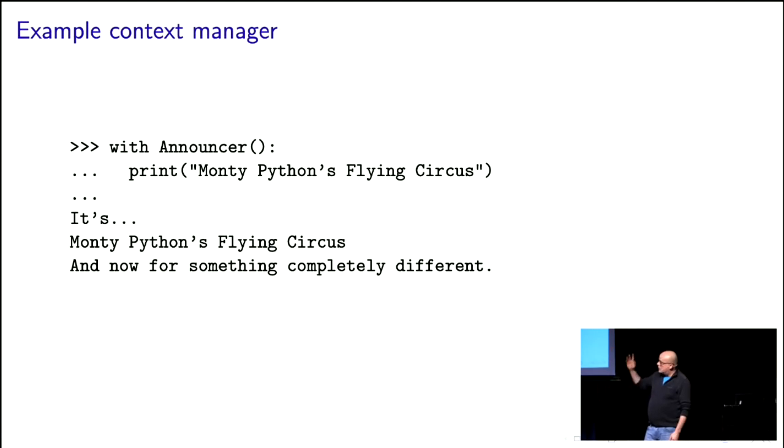Now I do a thing, and what gets printed? Let's walk through what's happening. With announcer, it constructs the announcer object, a thing that is a context manager. The interpreter says, cool, let me get a hold of your enter and exit methods, I'm going to need those, and we enter the block. Immediately, we execute the enter function, and that's why it prints its message. Then we do whatever we're doing in the block, we print Monty Python's Flying Circus. And then we're leaving the block, we're done, so exit gets called, and that's what returns the "and now for something completely different."